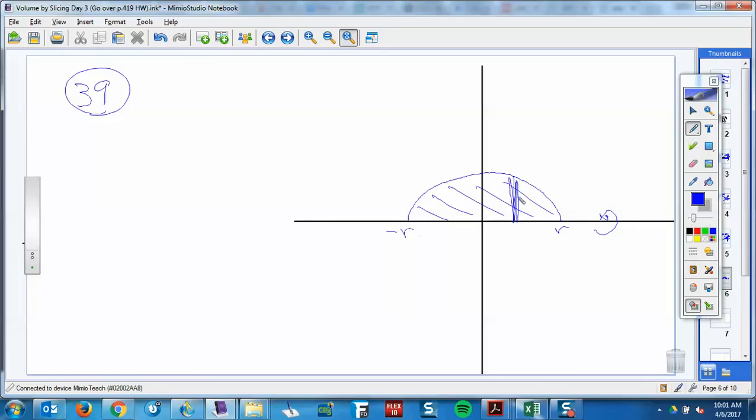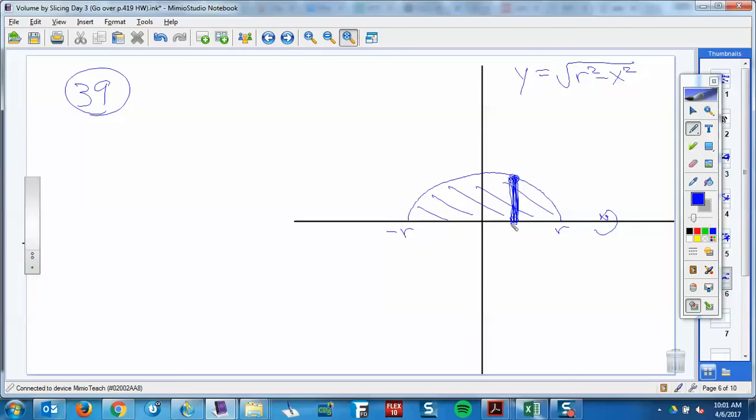And we're going to have a strip right here. So we need this y value minus this y value, so we need an equation for this circle. What's the equation of the circle? X squared plus y squared equals r squared, but then solving for y, the top half, we'd have that. So that's that equation right there.